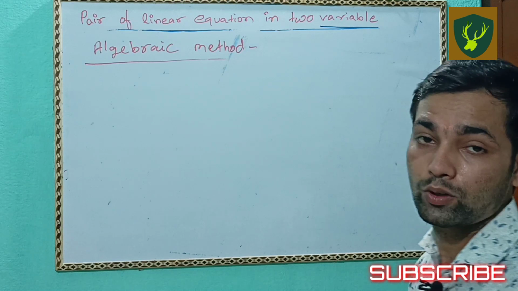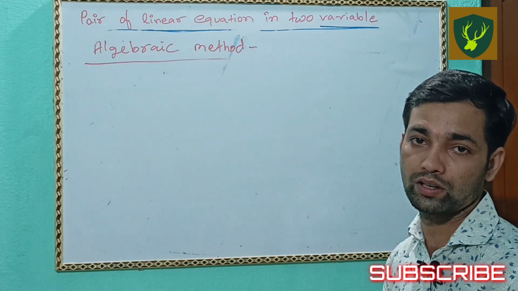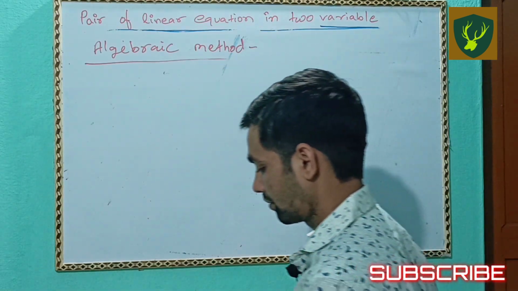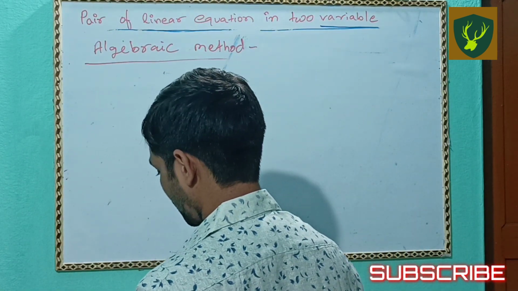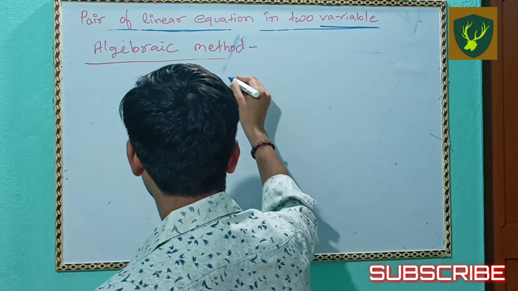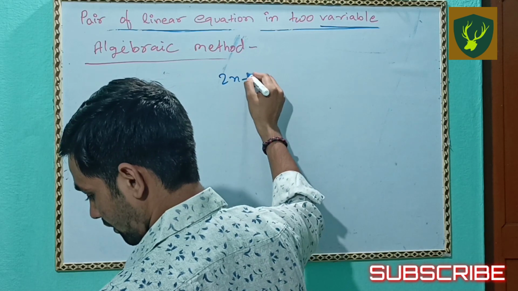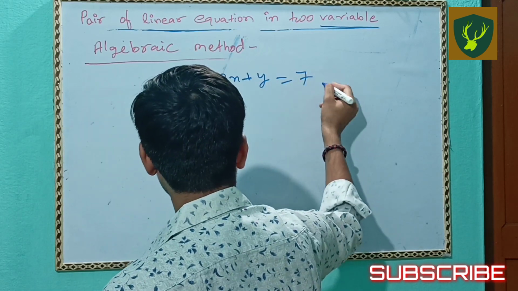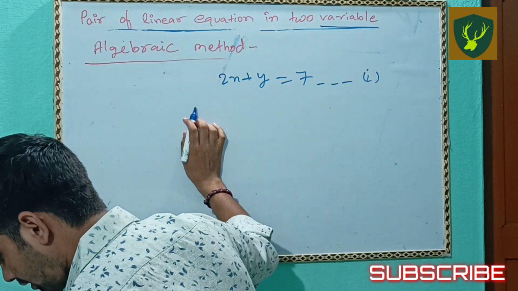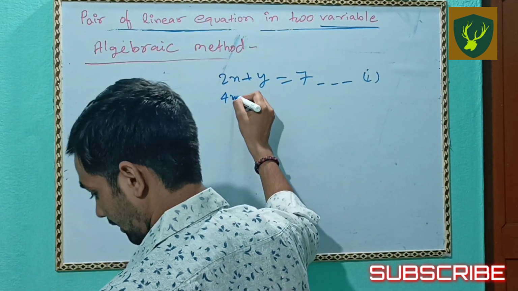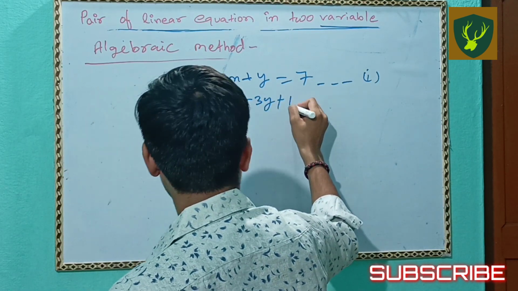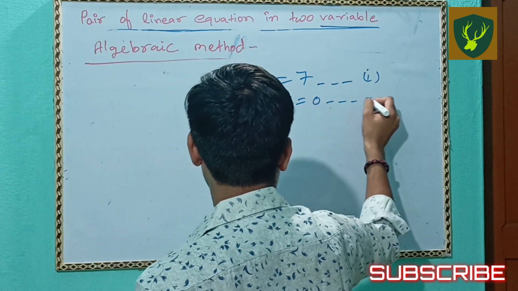पहले हम कोई पेयर ऑफ लीनियर इक्वेशन टू वेरिएबल का क्वेश्चन लेते हैं, कोई एक एग्जांपल लेते हैं. पहला क्वेश्चन है 2x plus y equal to 7. This will be a first linear equation, and the second will be 4x minus 3y plus 1 equal to 0.